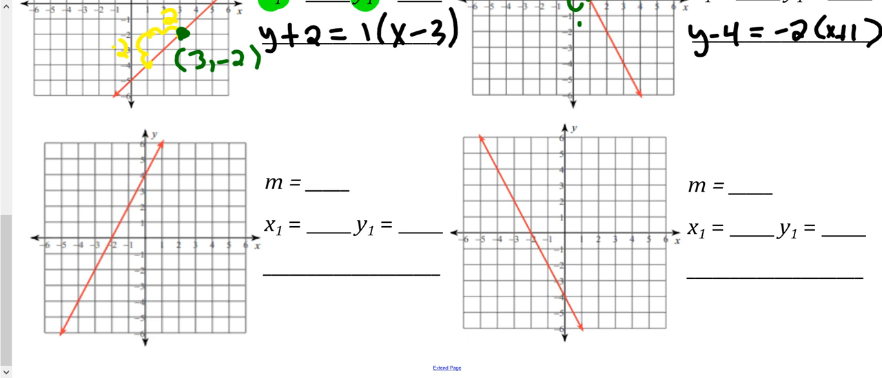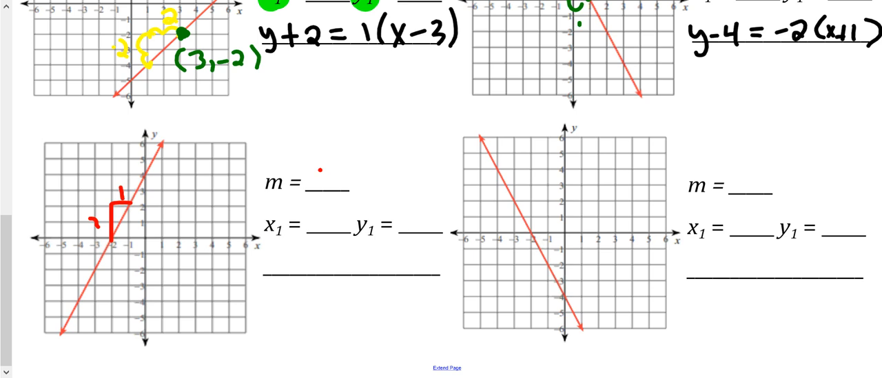All right, so working through the third one on the bottom, finding our slope, it looks like we have a rise of 2 for every run of 1. So we have a slope of +2 this time. And I'm going to pick, let's try my y-intercept for now, make it look like slope-intercept form. That has an x value of 0 and a y value of +4.